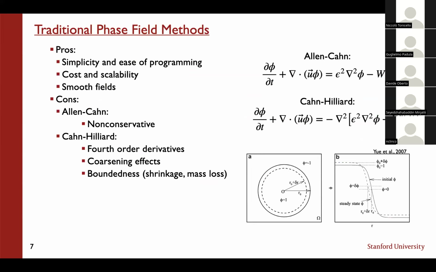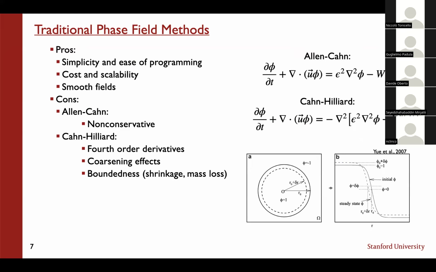So the traditional phase field methods, if you say phase field to someone, they will think about these two equations. It's either the Allen-Cahn equation or the Cahn-Hilliard equation. And you can see straight away that we are dealing with an equation trying to capture a field phi that represents the identity of that point, right? So phi equal to 1, for instance, could be your liquid, phi equal to 0 would be your gas.